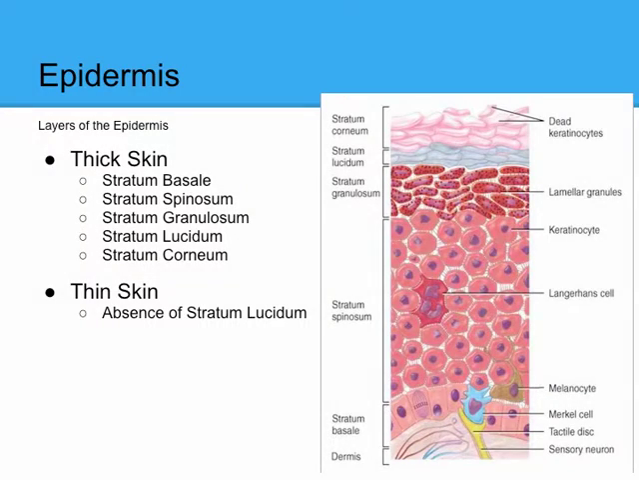Okay, there's two types of skin, two types of epidermis. Thick skin, which is made up of 5 layers. This is found on the palms of our hands and the soles of our feet. And then thin skin, which is just missing one layer, called the stratum lucidum. So the difference between thick and thin skin is the presence or the absence of a layer of skin called the stratum lucidum. The stratum lucidum is a layer of the epidermis specifically.